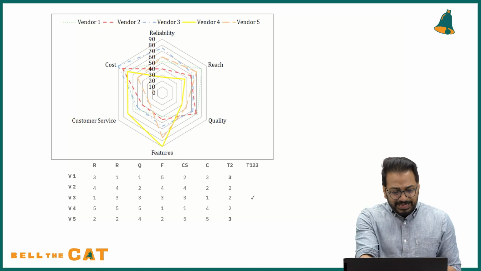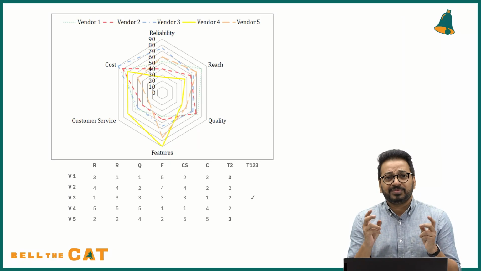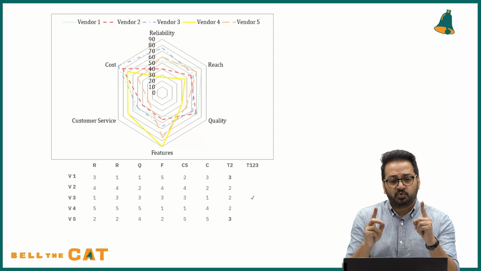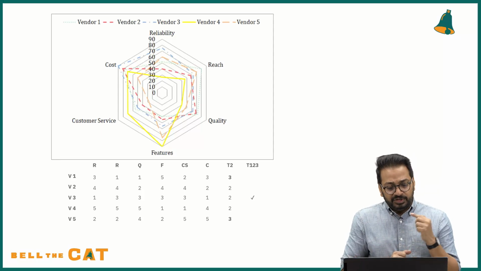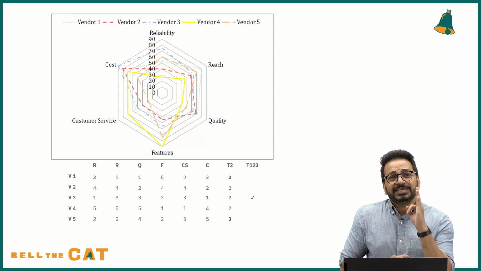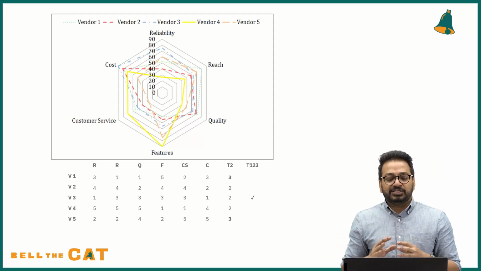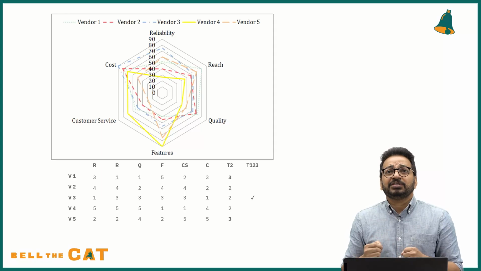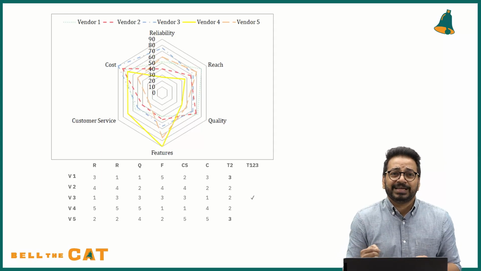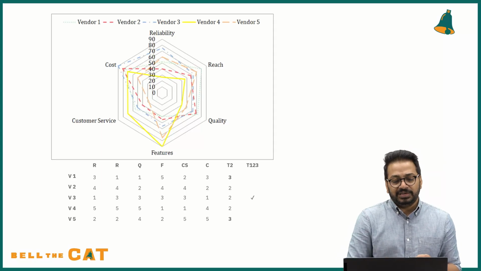If I just make that list, it takes me no time to see how many times a person has got rank 1 or rank 2. What about vendor 5? 1, 2, 3, 3 rank 2s. So the number of top 2 ranks is 3. So the vendors who have got the maximum number of ranks in the top 2 are vendor 1 and vendor 5.